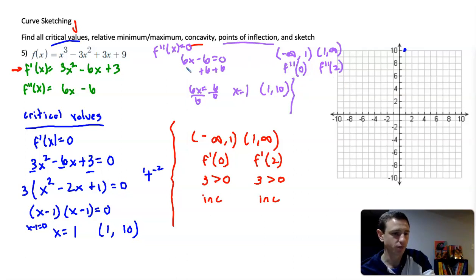So I'm going to have f double prime of 0, plugging in 0 into my second derivative. Second derivative is here. 6 times 0 is 0. 0 minus 6 is negative 6. So that's a value less than 0, indicating concave down. Plugging in positive 2 into our second derivative. 6 times 2 is 12. 12 minus 6 is positive 6. So that's a value greater than 0, indicating concave up.